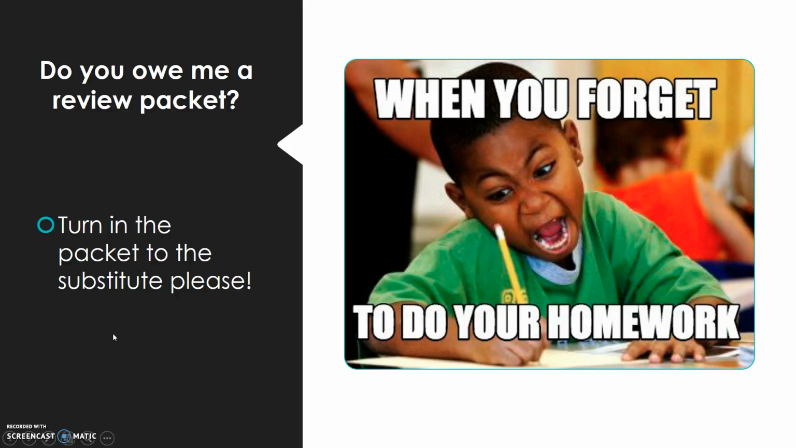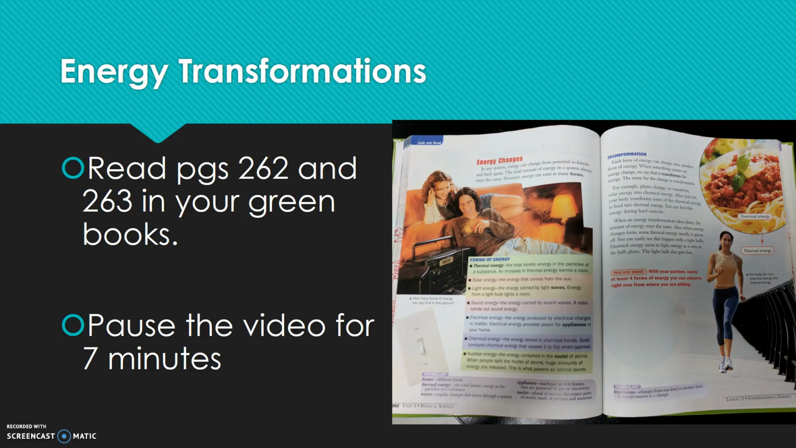Okay, let's start with energy transformations. You're going to read pages 262 and 263 in the green books. Those are located at your table. You can partner read or you can read by yourself. But go ahead and somebody can set the timer for 7 minutes to read these 2 pages in the book.